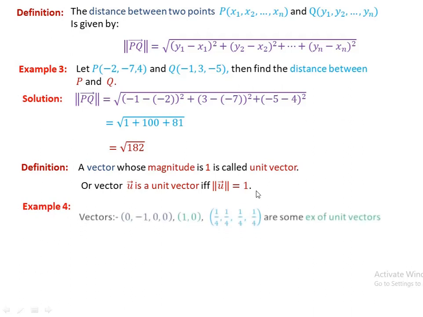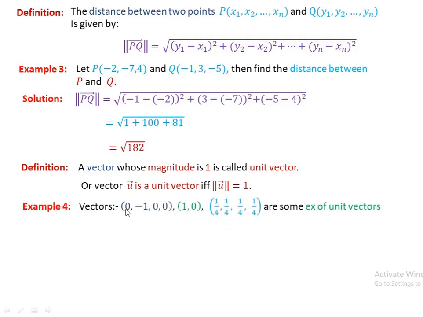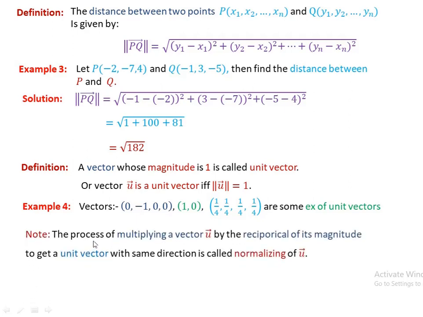Example number 4: the vectors (0, -1, 0), (0, 1, 0), and the vector (1/4, 1/4, 1/4, 1/4) are some examples of unit vectors. Why are they unit vectors? Because when we find their norm, the norm is 1.